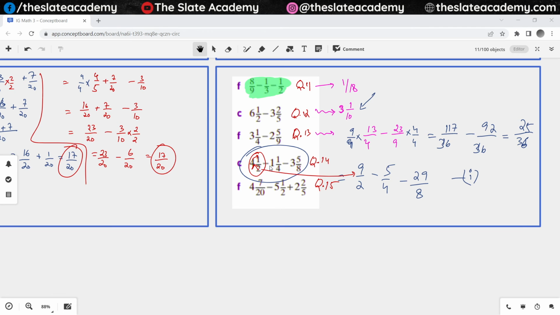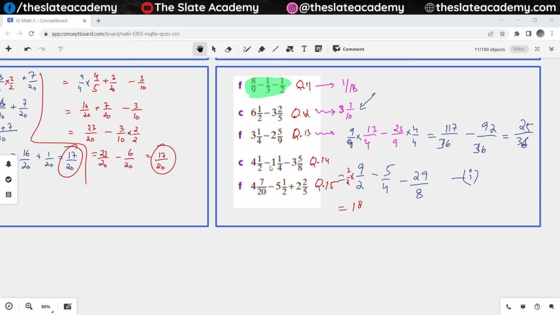Okay. Now the next step is that I have to start adding the fractions now. So I take the first two, 9 by 2 and minus 5 by 4. In order to make their denominators the same, I will multiply and divide the first one with just 2. So the first one becomes 18 by 4. The second one is minus 5 by 4. The third one would be 29 by 8. Got it?